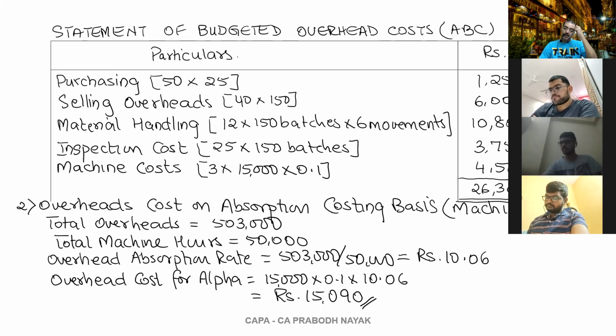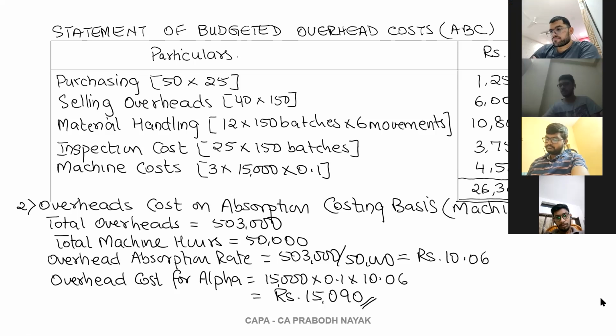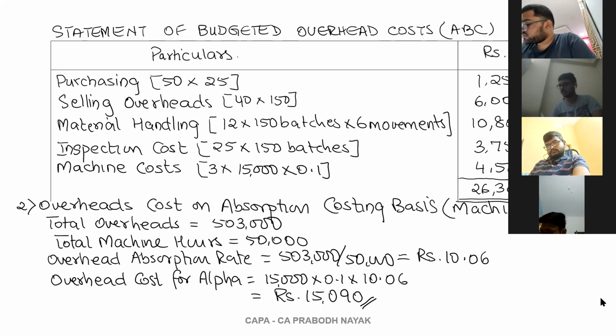What can it be? If you see here, 10,800 is the highest cost among all the 5 figures. And that 10,800 we have calculated by taking the rate into 150 batches into 6 movements. The rate cannot be reduced, so I will have to reduce the number of batches. Number of batches can be reduced by increasing the size of the batch.